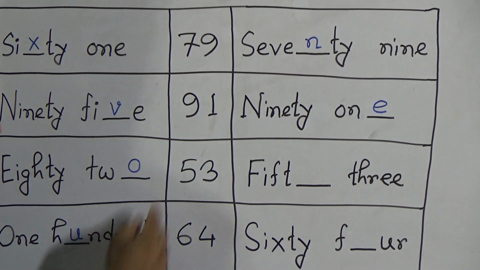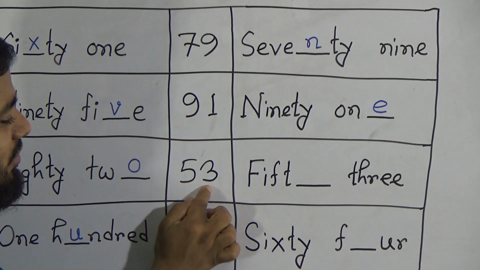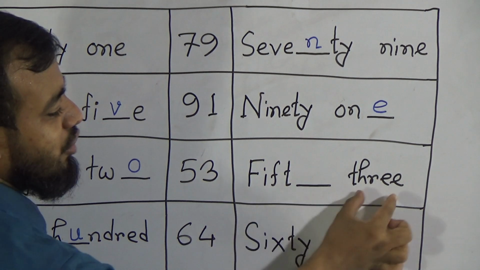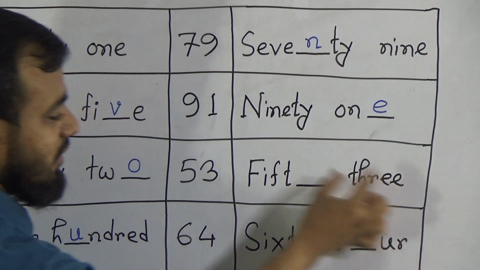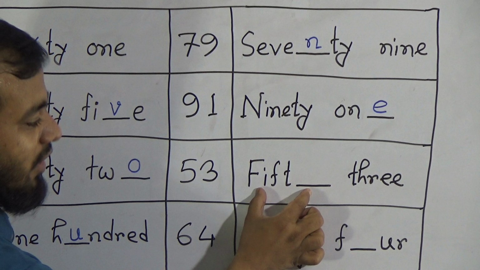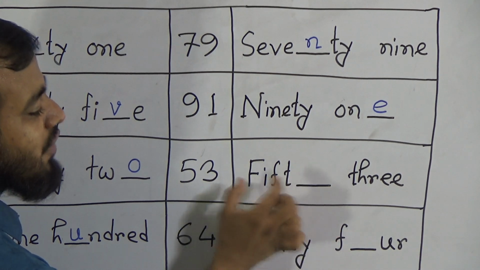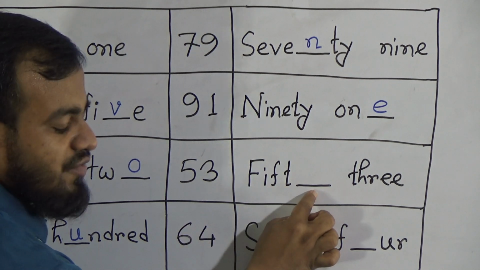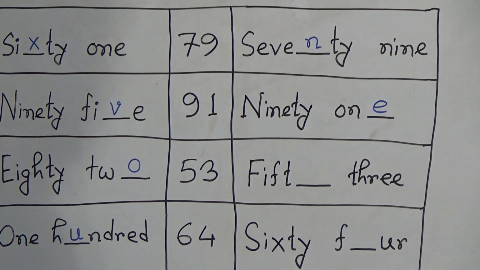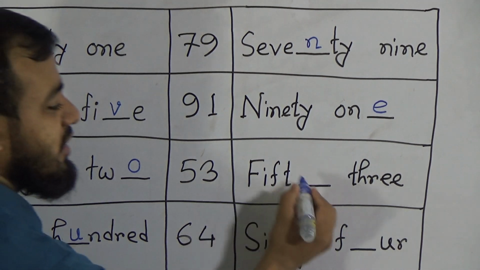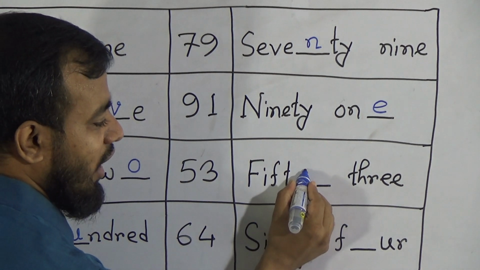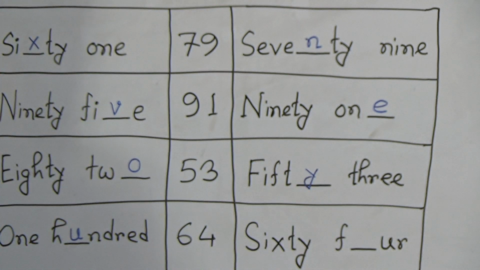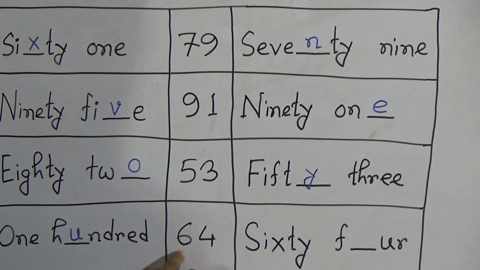The next numbers, the last two remaining here, are 5 and 3. It is 53. Already, my dear students, it's 50 and it will be 3. 3 is given here already. Now we need to fill up the last letter of 50. What is the spelling of 50? It's F-I-F-T-Y, 50. This blank will be filled up with the letter Y. F-I-F-T-Y, 50. Okay, 53.